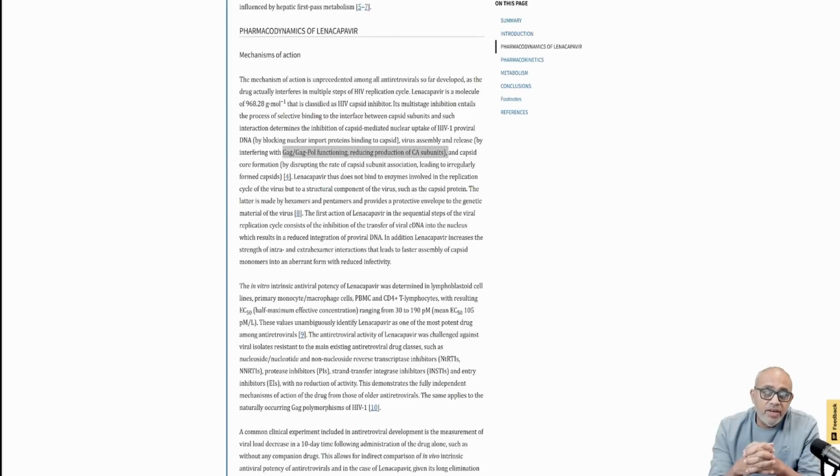So that, my friends, is a summary explanation of how lenacapavir works, and I've taken it from the NIH website. All of you can go to the NIH website and look at this yourself and do your own analysis and get an even better understanding.